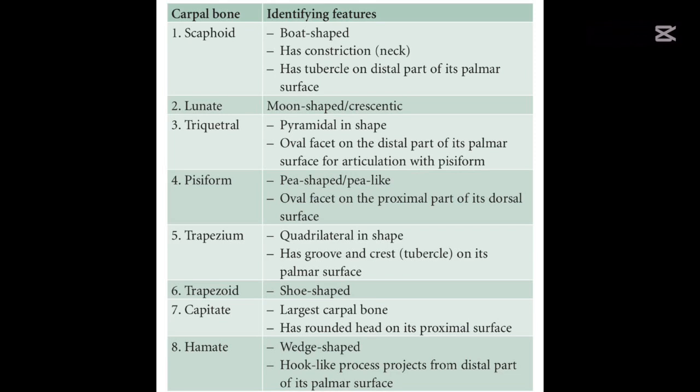Triquetrum is pyramidal in shape. Pisiform is sesamoid, it's very small. It is the last bone to ossify. We'll talk about it later. Last bone to what? Ossify.